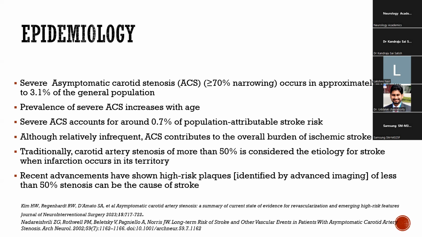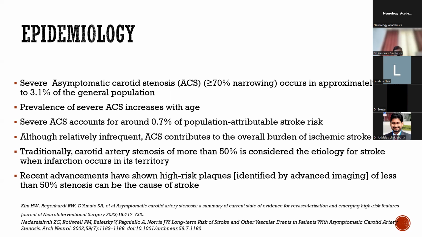So severe asymptomatic carotid stenosis, that is more than 70% narrowing, occurs in approximately 0.1 to 3.1% of general population. And the prevalence of severe asymptomatic carotid stenosis increases with age. It accounts for 0.7% of the population attributable stroke risk. Although relatively infrequent, ACS contributes to overall burden of ischemic stroke.